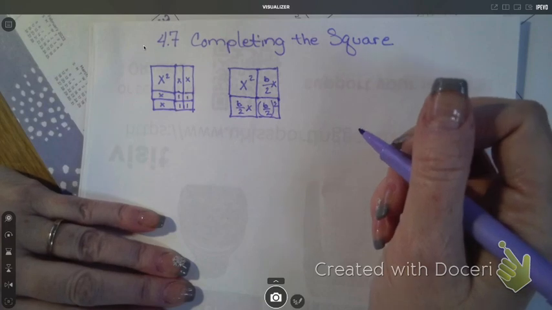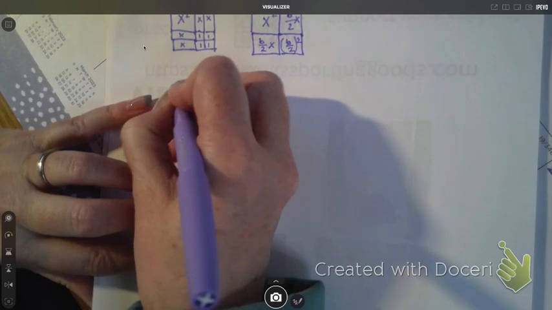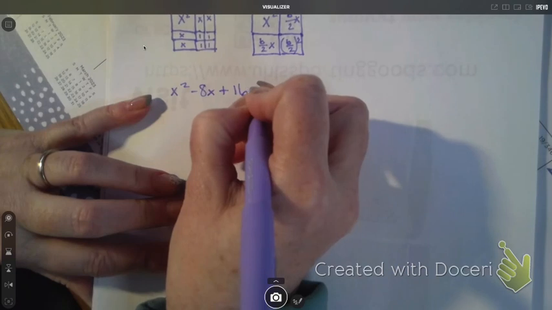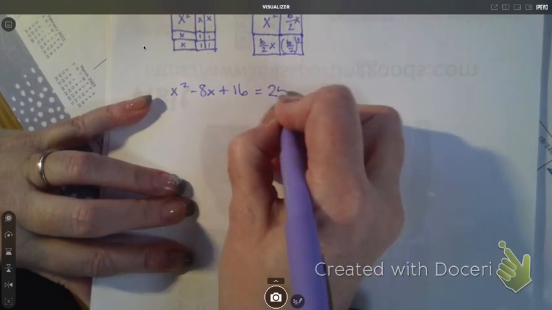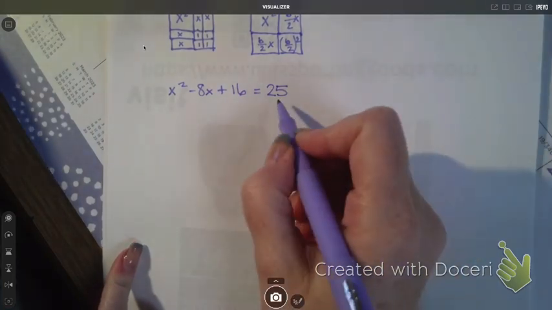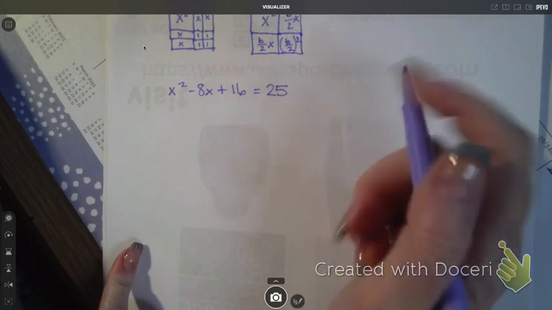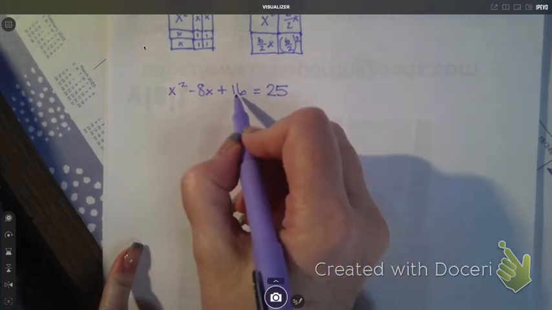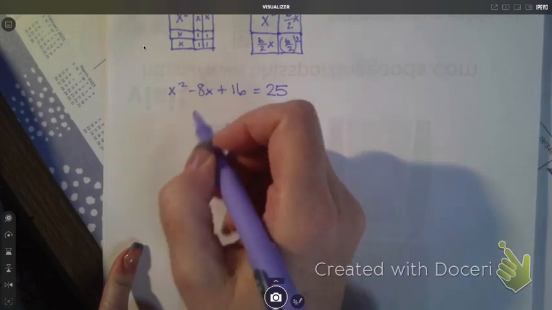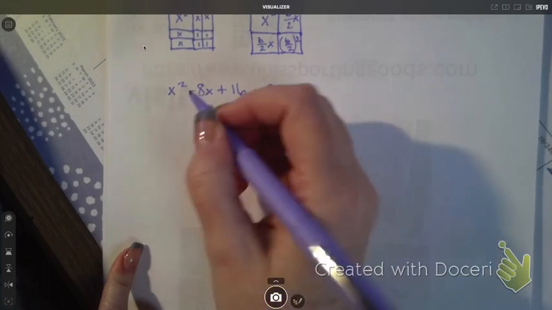So we're going to solve x squared minus 8x plus 16 equals 25. Okay, so normally I would tell you to subtract over the 25, yes? Yes. But we're not going to. Is 16 double 8? Yes? Okay. So we're going to do this method.